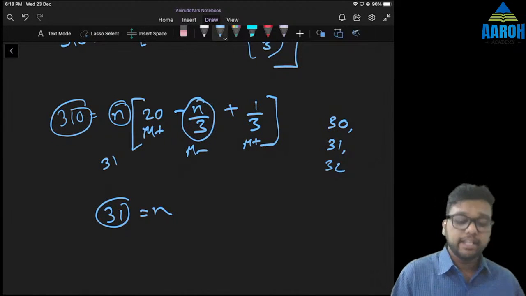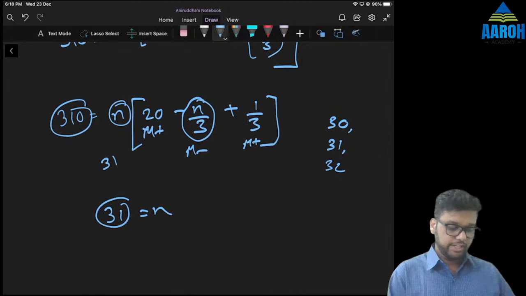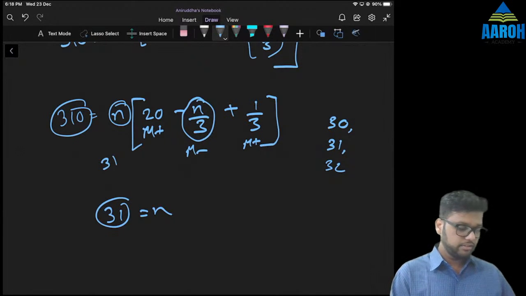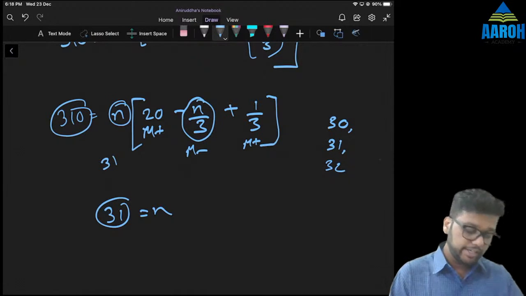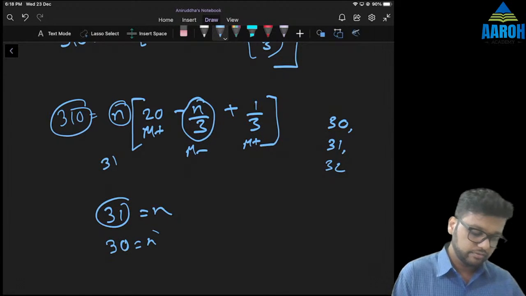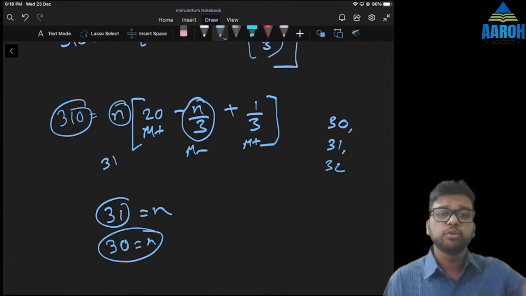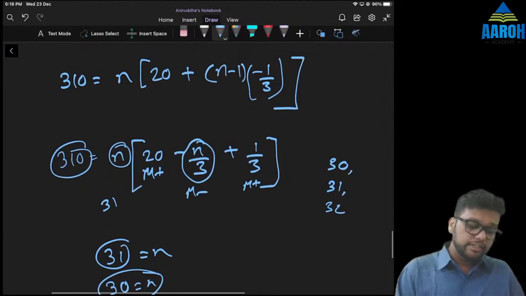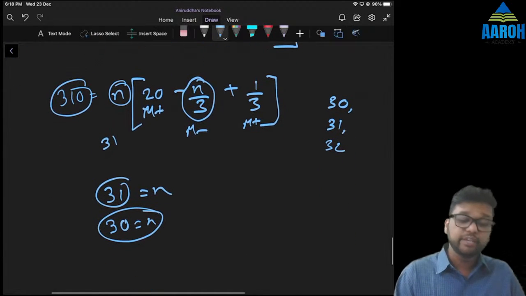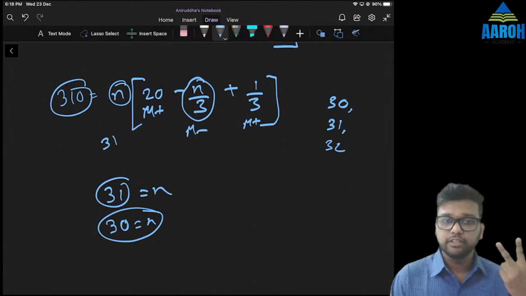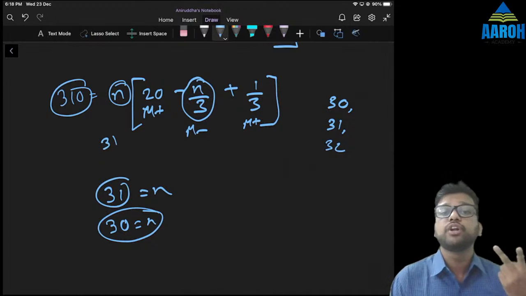It is possible that n will be 32 also. Let's check. 32 by 3 minus 1 by 3 plus 20 into 32. No. And let's check 30 also. By 30 also we are getting the answer if you check. That means 30 and 31 both are the correct answers, because this is a decreasing AP. In decreasing AP we can get two answers for number of terms in Sn.